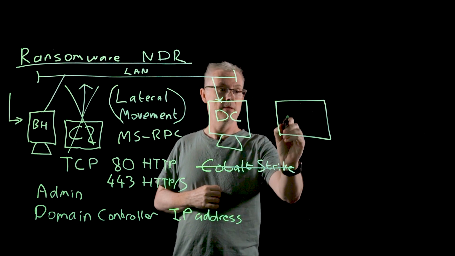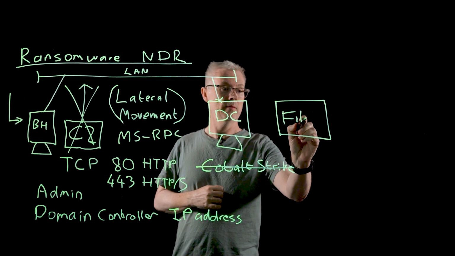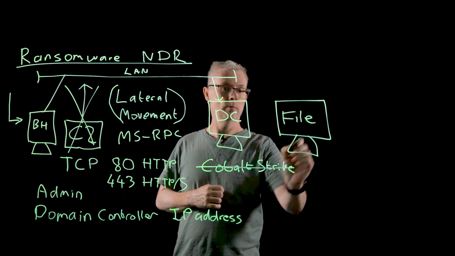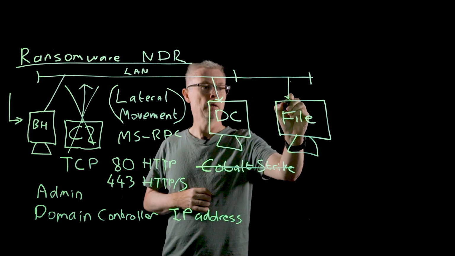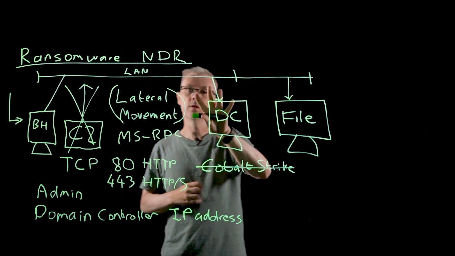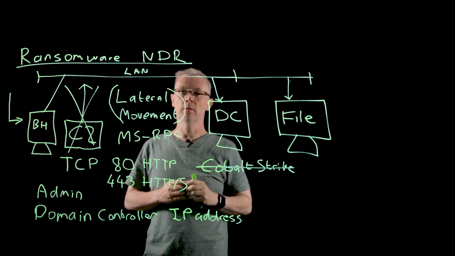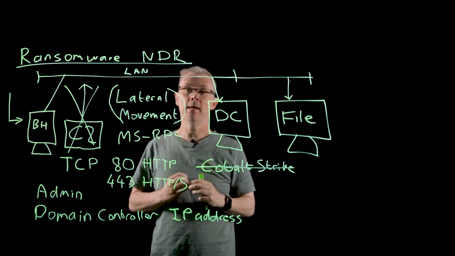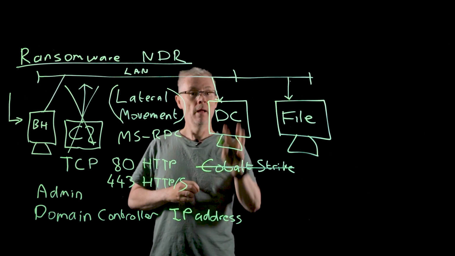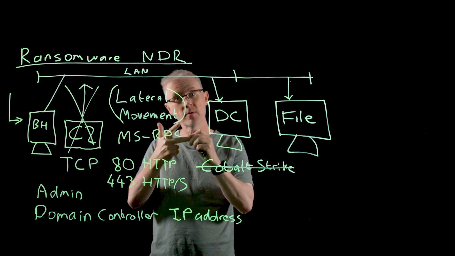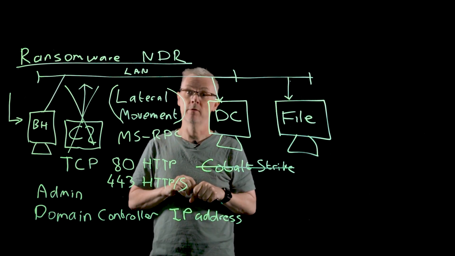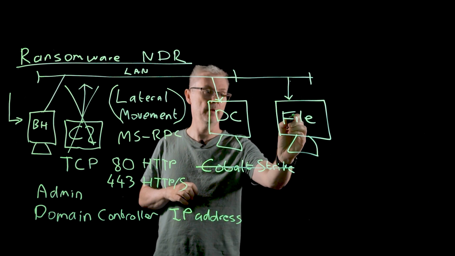Most data nowadays is stored on a file server. There's another server there, and let's extend our network out there to include our file server. And the domain controller contains all the information about where these files are, who has access rights to them, and it contains all the accounts and the keys or passwords or tokens, whichever is required to access these files.